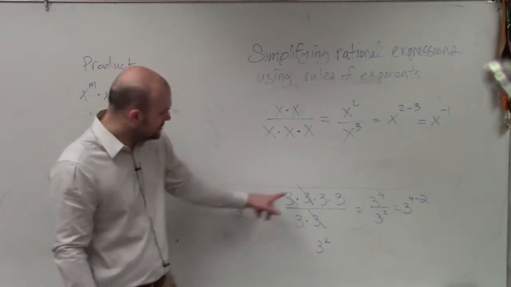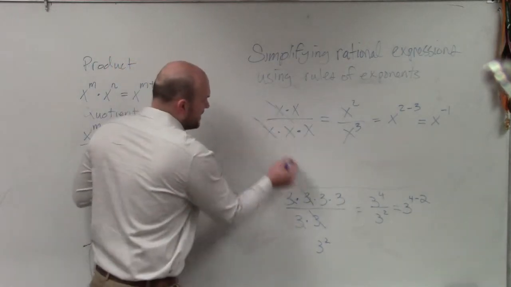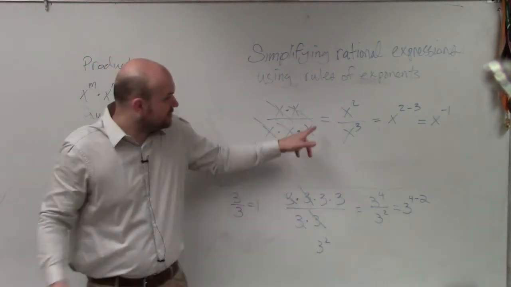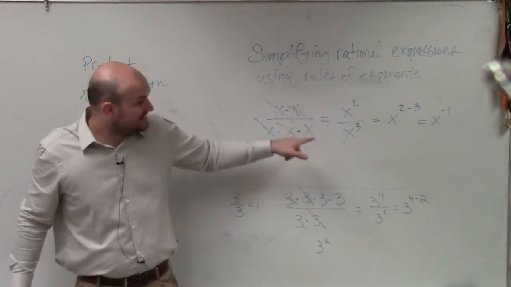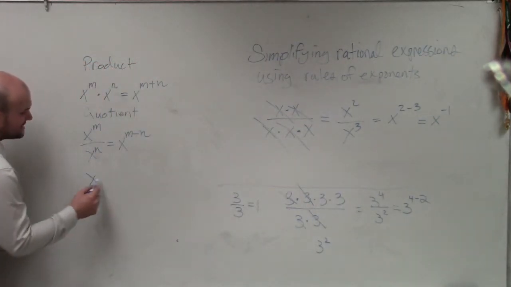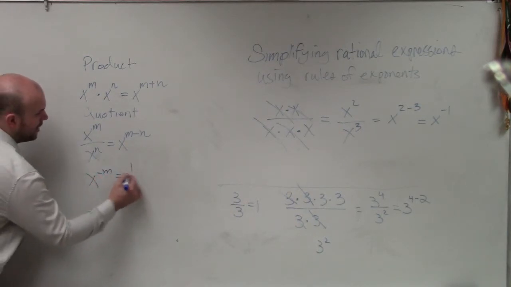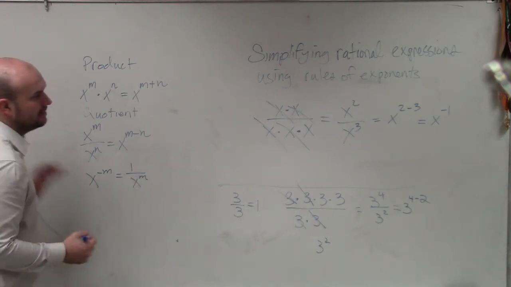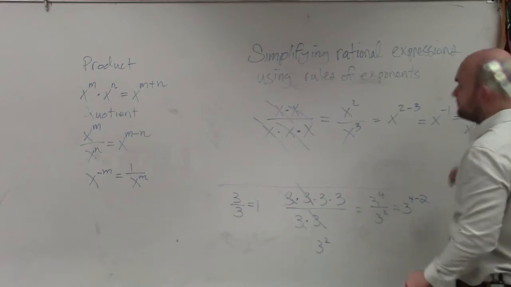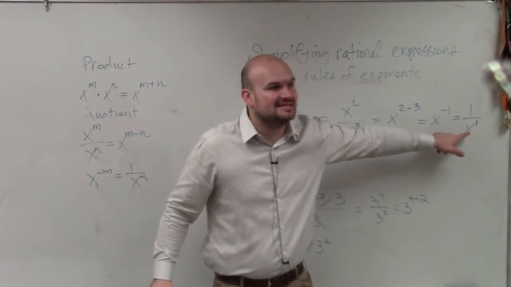OK? Now, let's use what we did over here where we divide them to 1. Does everybody agree with me that x divided by x goes to 1? Yes? Also, this x divided by that x goes to 1. So therefore, I'm just left with an x in the denominator. So what I want you guys to understand is x to the negative m is equal to 1 over x to the m. Because in reality, this is really equal to 1 over x to the first power. Do you see that? If it's negative, it's really equal to it being in the denominator.